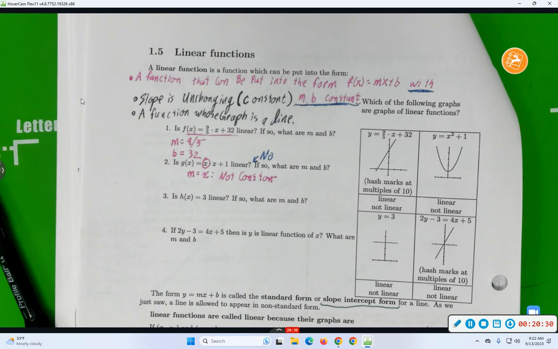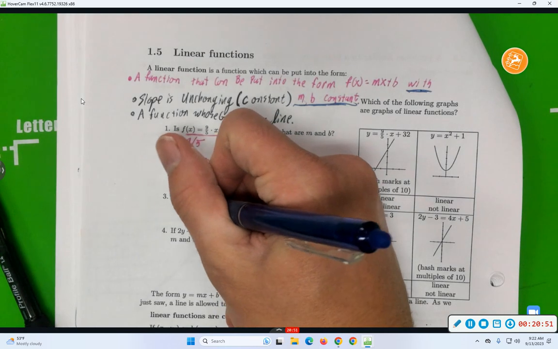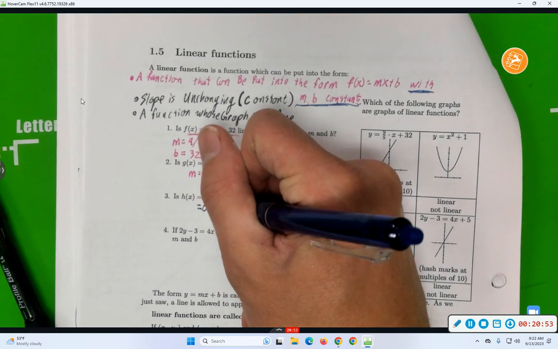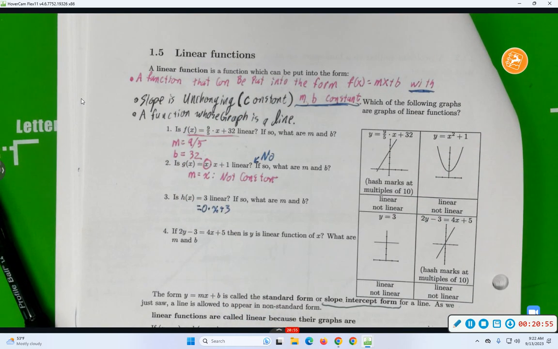Next one, h of x equals 3. Is that a linear function by our definition? Pause for a moment. And let's see. Folks who want to say yes? Anyone want to say no? All right, those who said yes, what's m? 0. All right, you could rewrite this as 0 times x plus 3, right? Anything times 0 is 0.